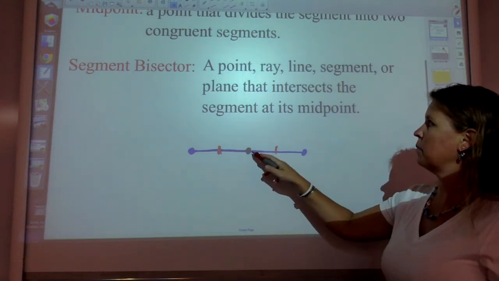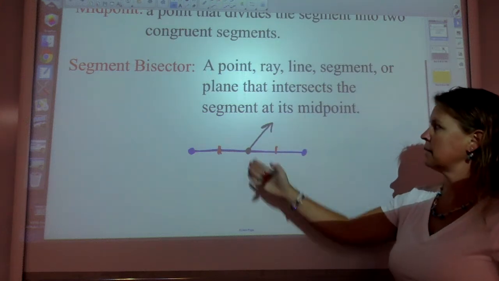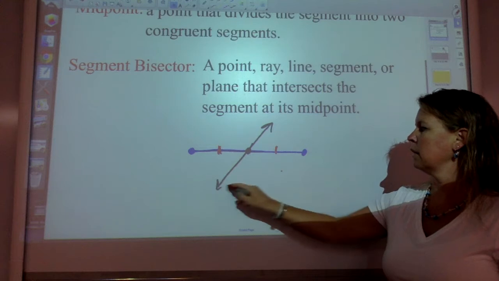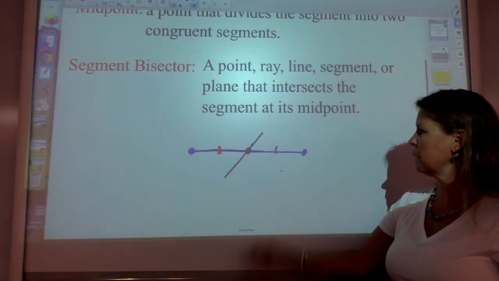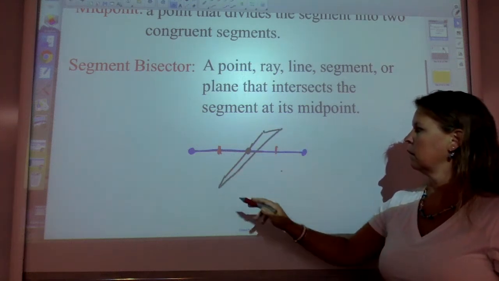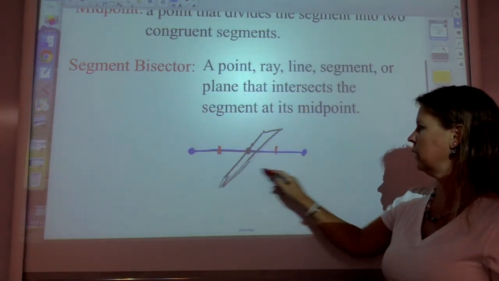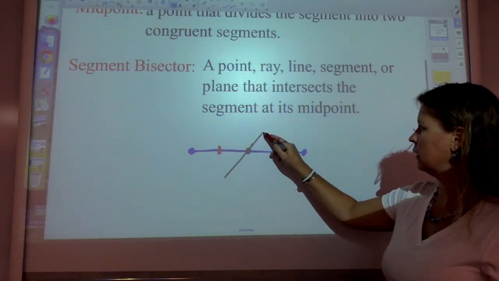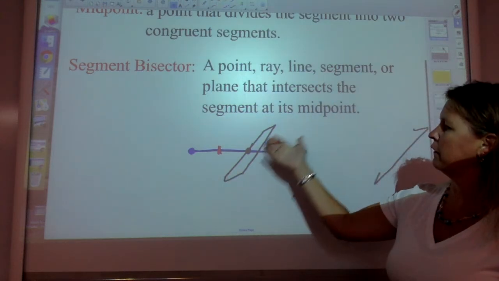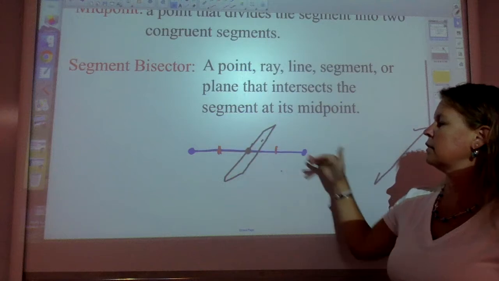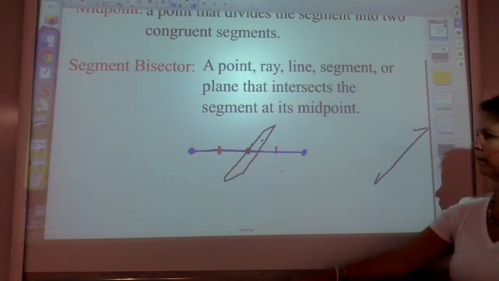But a segment bisector could be that point. You could, if you wanted to, put a ray through there. Now that's a segment bisector. It could be a line that went through it. It could be a segment that went through it. It could actually be a plane that cuts through it. Okay, your plane could cut through your segment. That's a terrible drawing of a plane. Let me see if I can get that a little bit better. So your plane, if you picture a piece of paper slicing through a stick, a pencil, that would be a segment bisector.